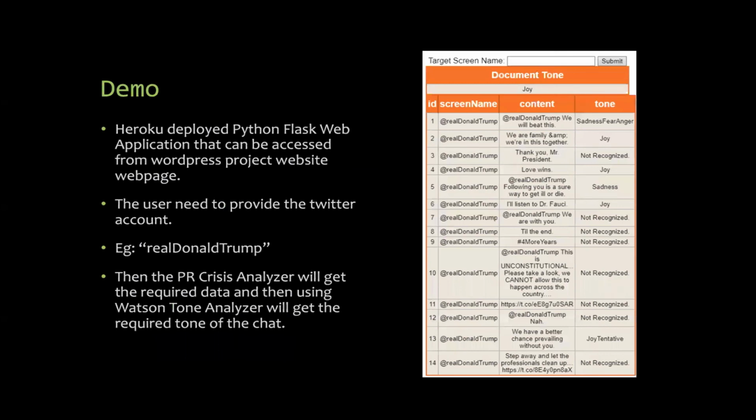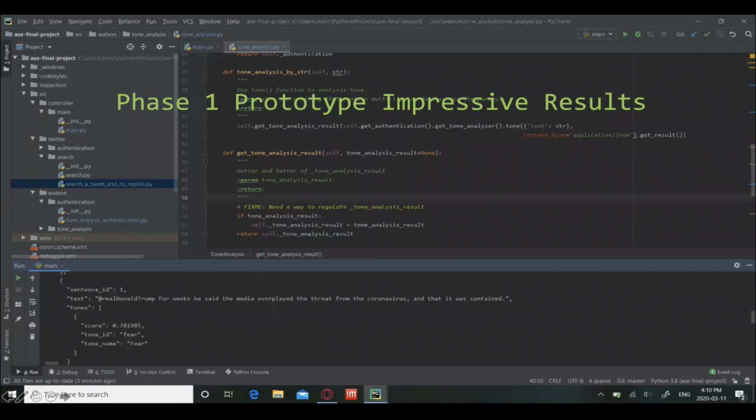Here we have a demo of the system. We are using the profile of Donald Trump, and we can see the tweets that he posted and the replies to them, and the tones that come with each tweet and each reply. And finally, here we can see a screenshot of the PyCharm IDE and results that we could collect from the Watson Tone Analyzer. Thank you.